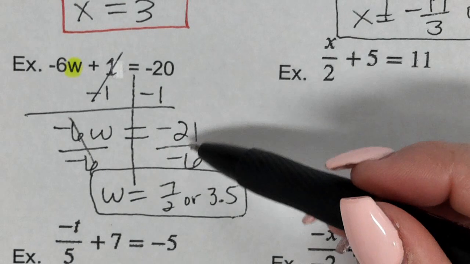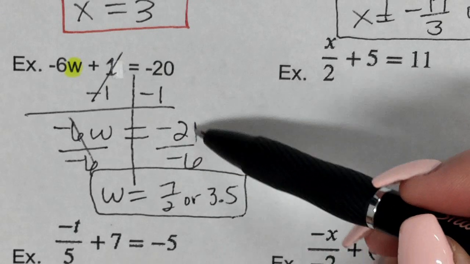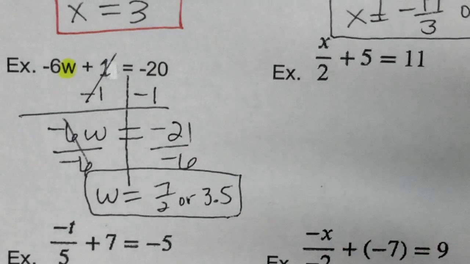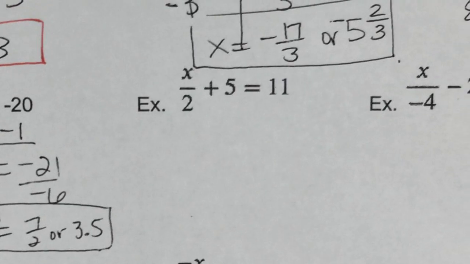That is not a simplified answer. First of all, two negatives make a positive, and that fraction can be divided by 3. So no, it's not a good answer. You must simplify them. All right, let's look at the next one.